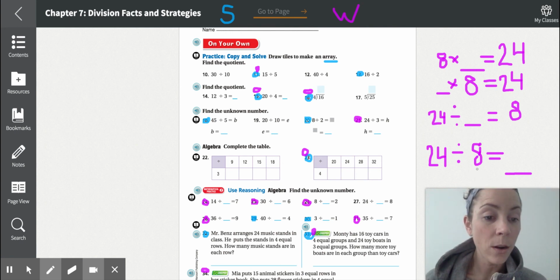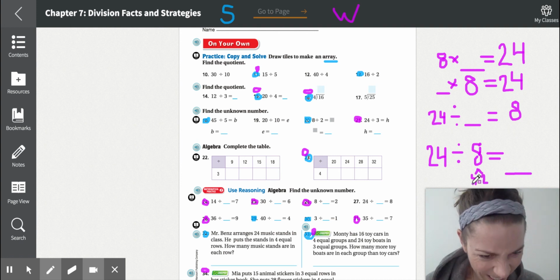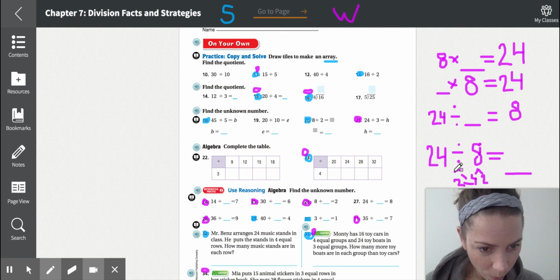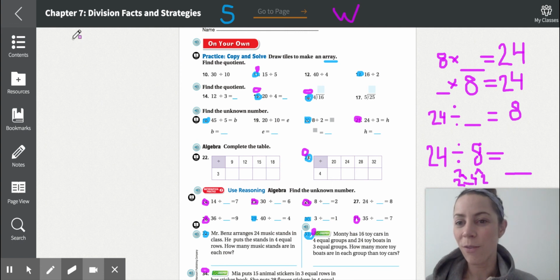Okay. But I know that 8 is a 4 and a 2. So I could do 24 divided by 4 and then 24 divided by 2. I also know 4 is a 2 and a 2 also. So I could even break down, oh man, my little video's in the way now. It's going to work now. A 4 is a 2 and a 2. So I could divide 24 by 2, then by 2, then by another 2. Okay, so I'm going to do that over here for fun.